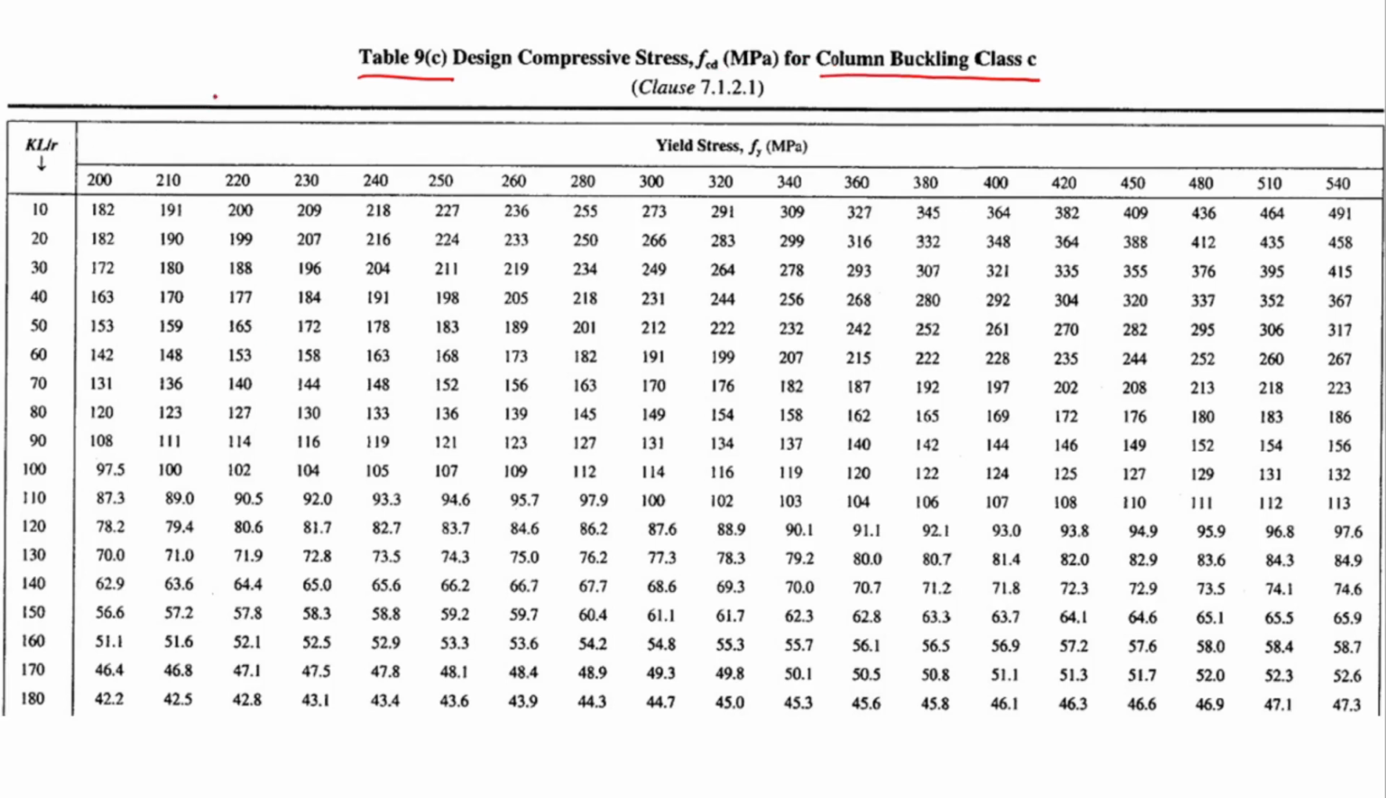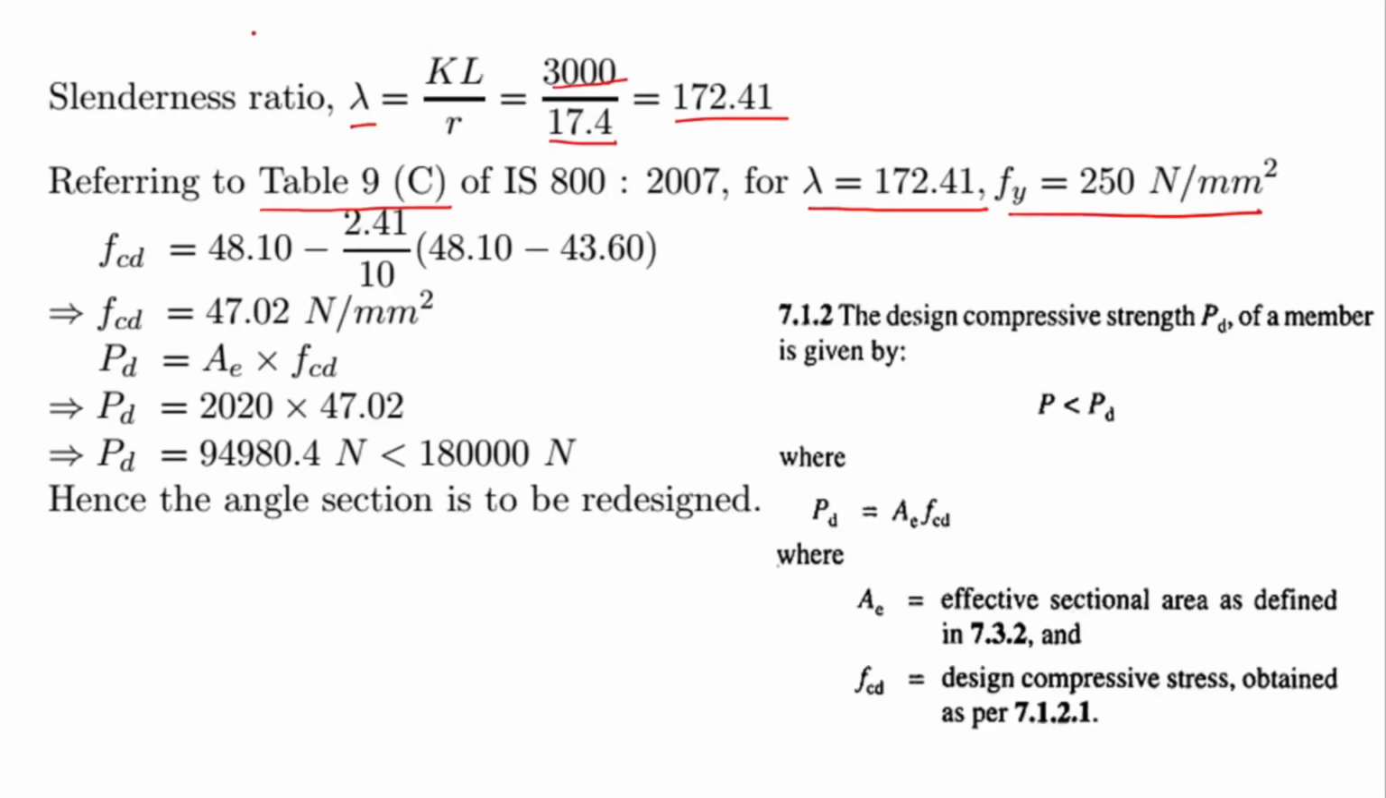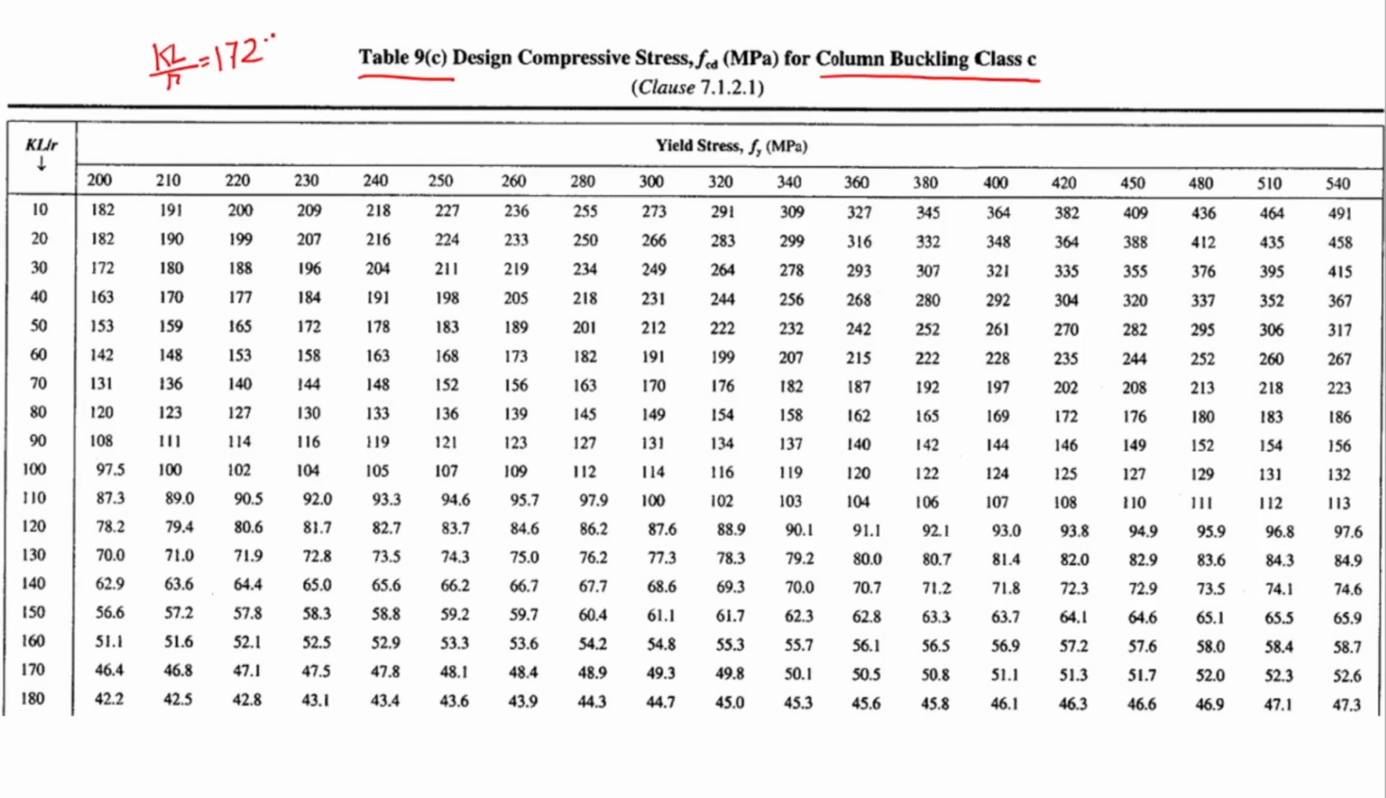Our slenderness ratio KL by R is 172.41. So it will be in between 170 and 180. In our design, the yield stress is 250. So our design compressive stress FCD will be in between 48.1 and 43.6.